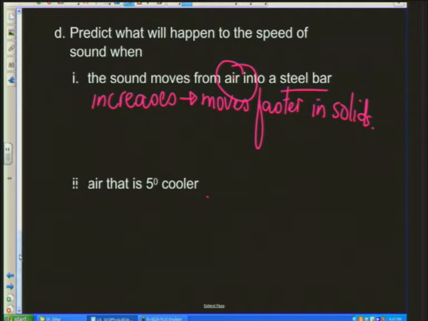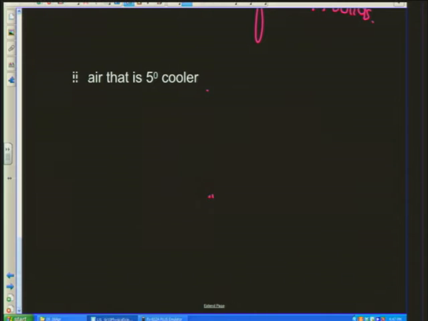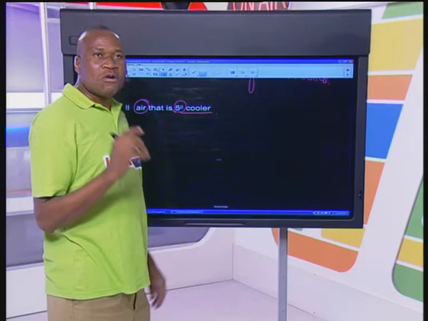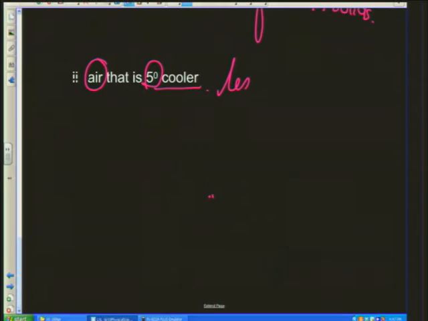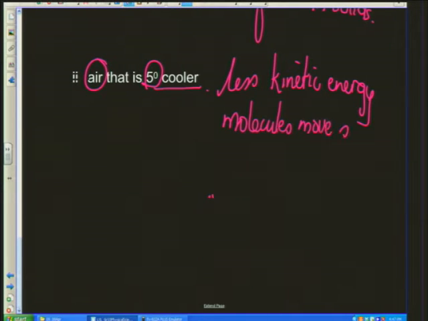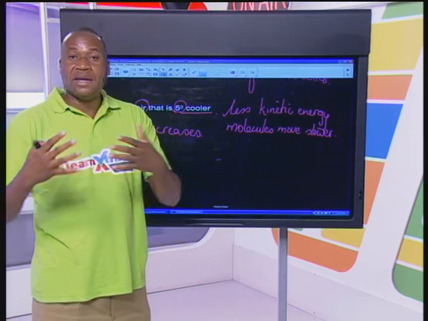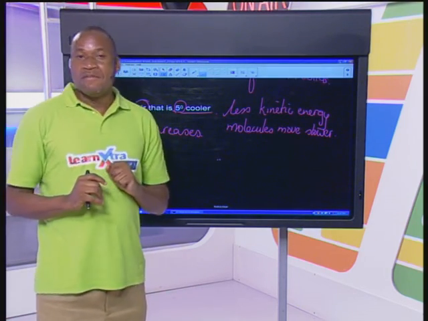What will happen if the sound wave moves from normal air to an air that is 5 degrees cooler? Now look, if it is cooler, you have got less kinetic energy, okay? Molecules move slower, all right? And when molecules move slower, that means the speed of sound decreases, okay? Now, this is the issue of temperature. The higher the temperature, the faster the sound in that medium. The lower the temperature, the slower the sound movement in that medium.